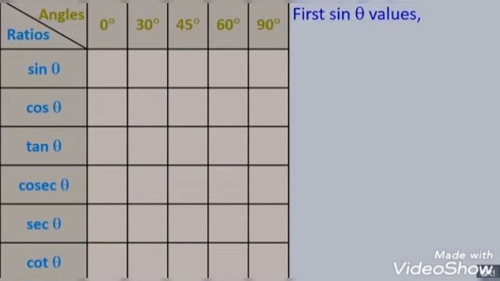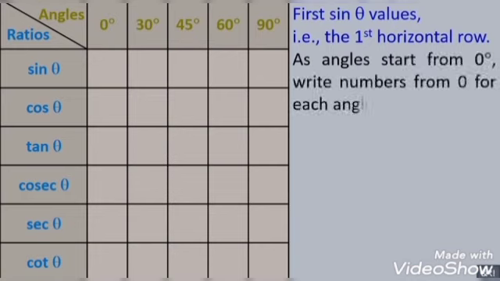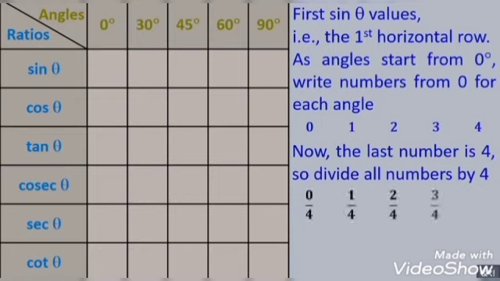First, sin theta values. That is the first horizontal row. As the angles start from 0, write the numbers from 0 for each angle, like 0, 1, 2, 3 and 4. Now the last number is 4, so divide all the numbers by 4. We get 0 by 4, 1 by 4, 2 by 4, 3 by 4 and 4 by 4. Now simplify. We get 0, 1 by 4, 1 by 2, 3 by 4 and 1.